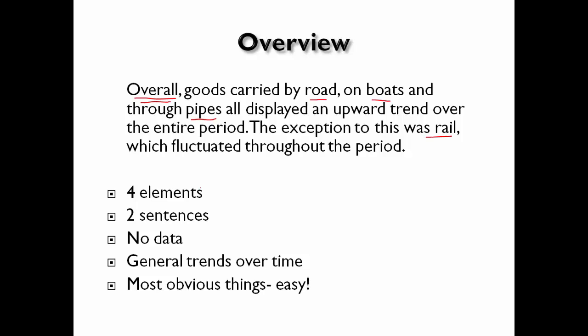Every time I give that particular question to my students, they get too complicated. They start looking for comparisons and start writing very, very complex things. You don't have to do that. It's the most easy thing. 3 of them go up, 1 of them fluctuates. That's it. You'll also notice that I have changed some of the wording. So instead of saying travel by water, I've said on boats, because to travel by water you have to go by boats. And instead of pipeline, I've said through pipes. So I've just changed the language a little bit, which is always good to do.